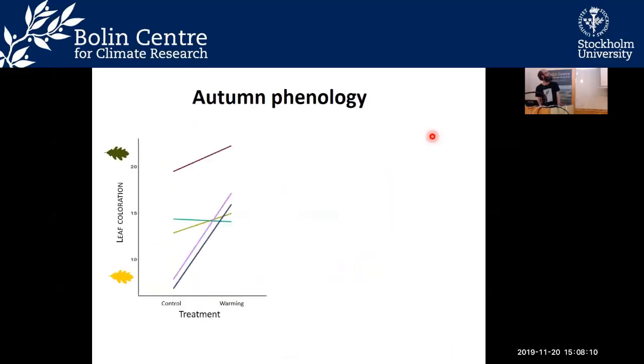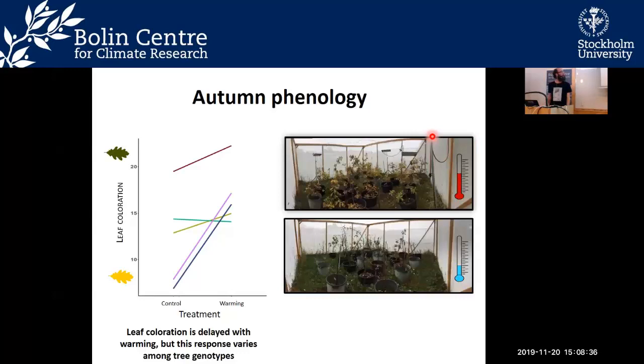So what happens in autumn? Here you see the response again, the phenology on the y-axis. And you see that with warming, the leaves stay green longer. So leaf coloration is delayed with warming, but this response varies among tree genotypes. You see that some of the lines are horizontal. They don't respond to warming. Here are photos for leaf drop. It's quite striking. On the top, you see the heated cages, and the photo taken of the non-heated cage. Below, everything has dropped their leaves, and above it still has the leaves. So there's quite a strong effect of warming on leaf drop.